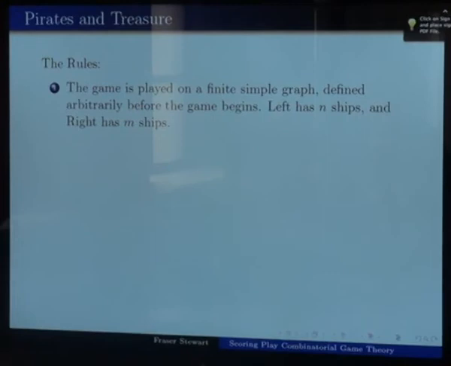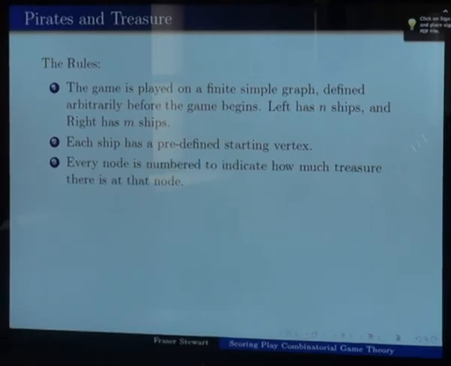So the first thing is the game is played on some finite simple graph, which is just defined arbitrarily. And left has n ships and right has n ships. The reason why I call it Pirates and Treasure is because you imagine the nodes are like treasure islands, and the players are sailing between the treasure islands trying to gather up as much treasure as they possibly can. So the idea is that whoever gets the most treasure is the winner. Each ship has some predefined starting vertex, and every node gets a number to indicate how much treasure there is at that particular node.